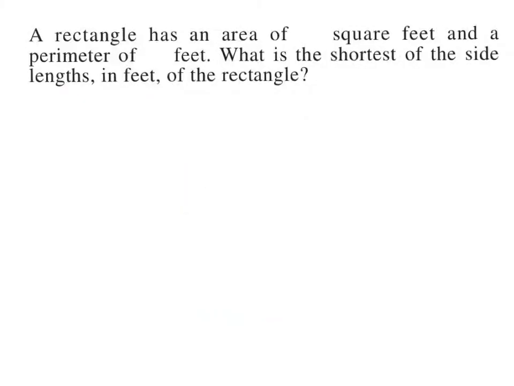Example 1. A rectangle has an area of 60 square feet and a perimeter of 24 feet. What is the shortest of the side lengths in feet of the rectangle?